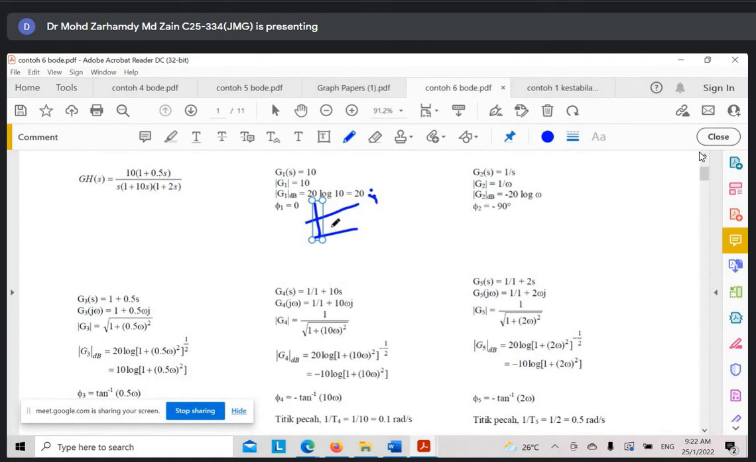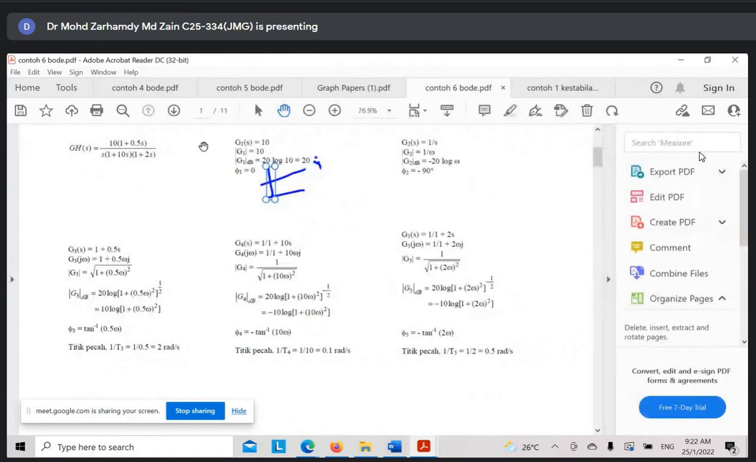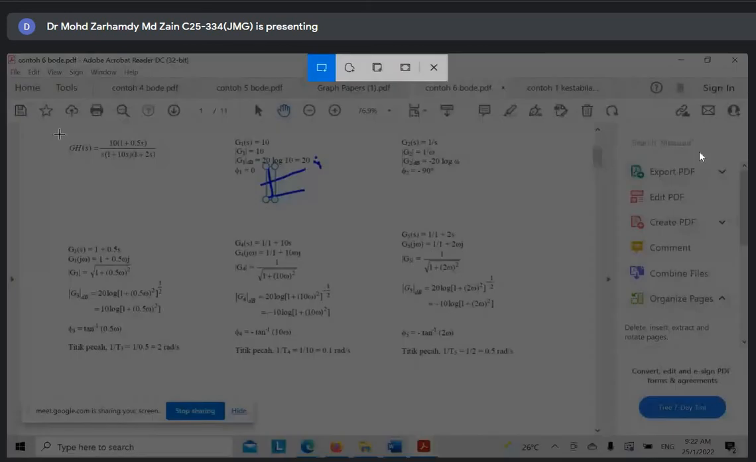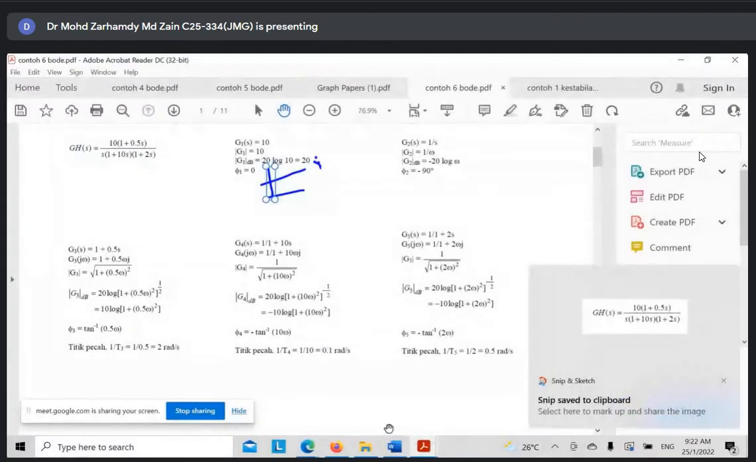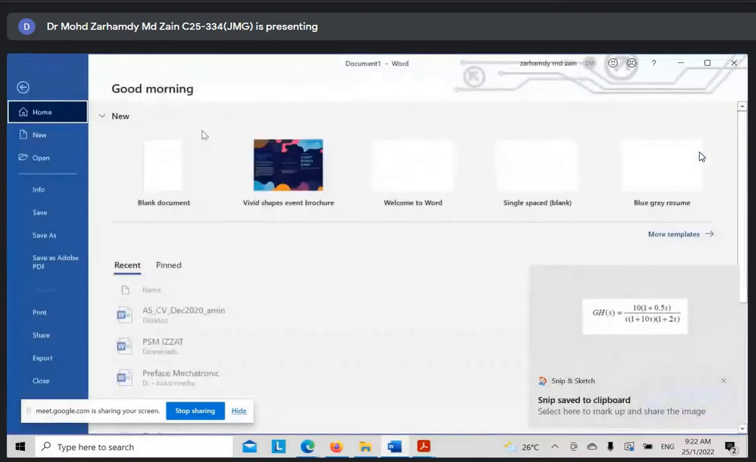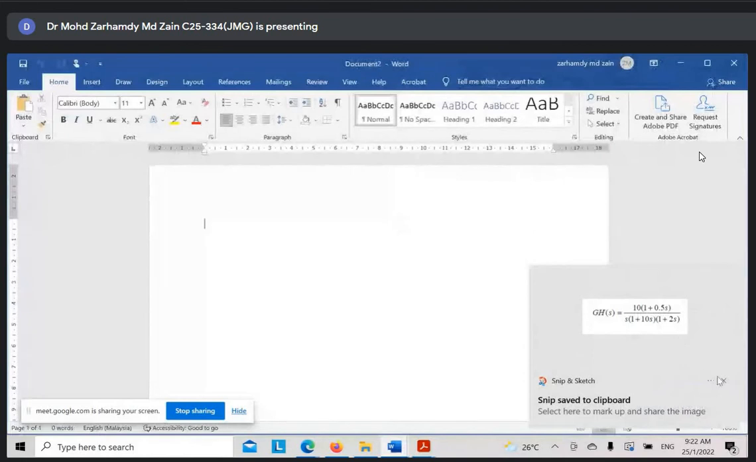Sekejap. Sekejap saya sekejap. Tak bagus. Sekejap, kenapa tak best. Sekejap. Okey.